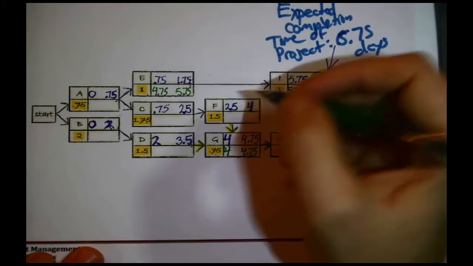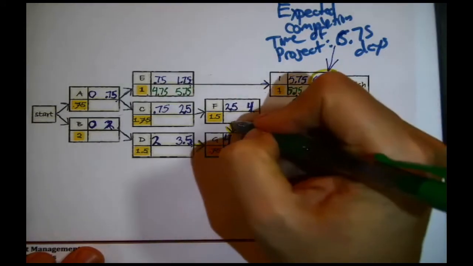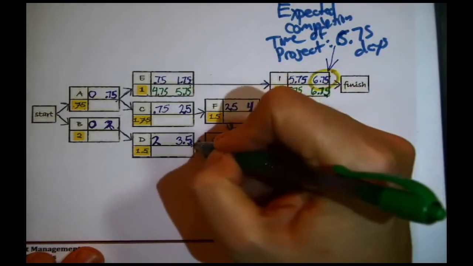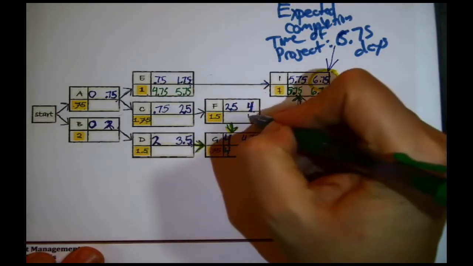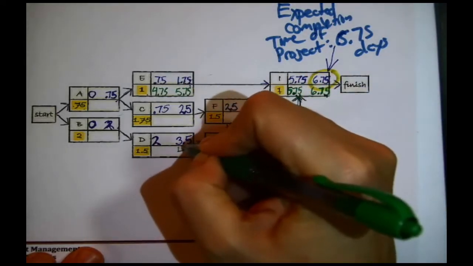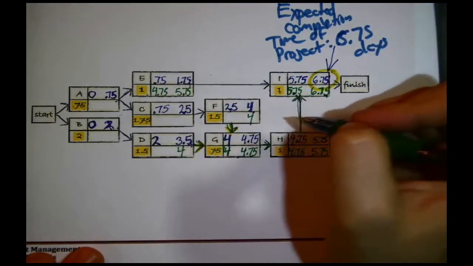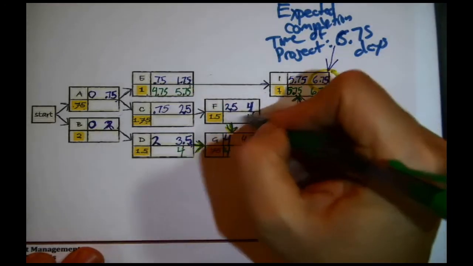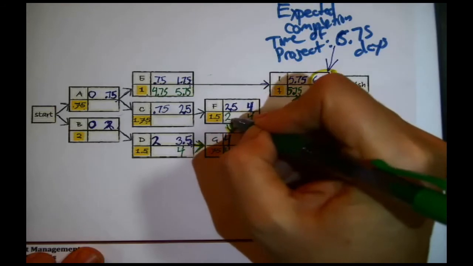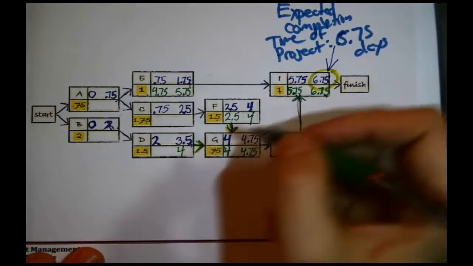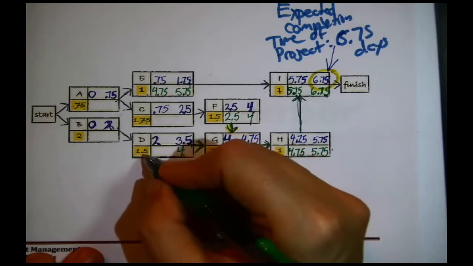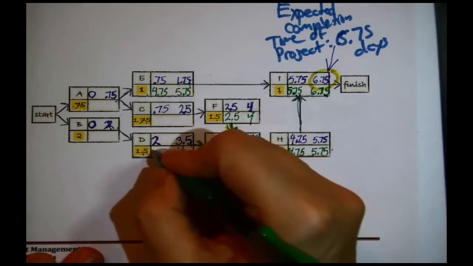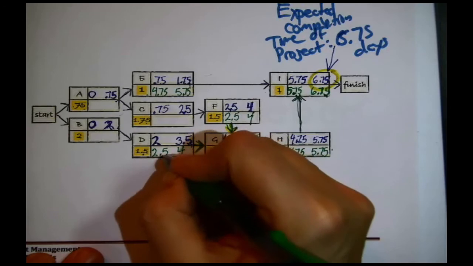G cannot start until, what does the arrows mean? F and D finish. It has to start at the latest in 4 days. That becomes their deadline. They have to finish at the latest, each one of them in 4 days. 4 minus 1.5 is 2.5. F has to start at the latest in 2.5 days. Over here, 4 minus 1.5 is 2.5. D has to start at the latest 2.5 days from now.